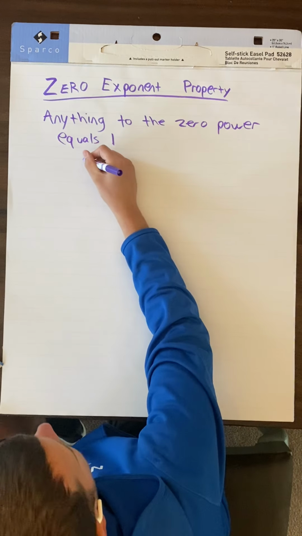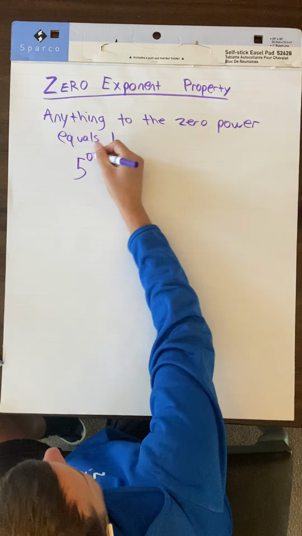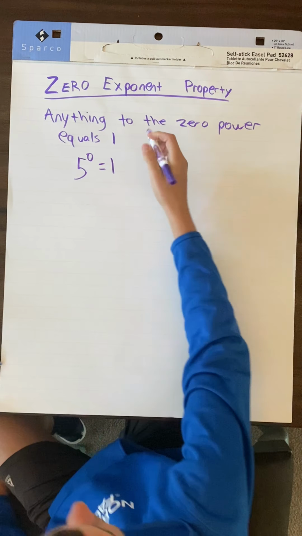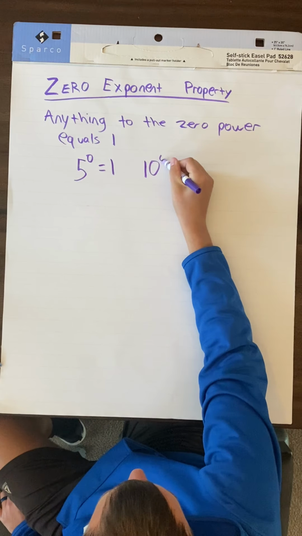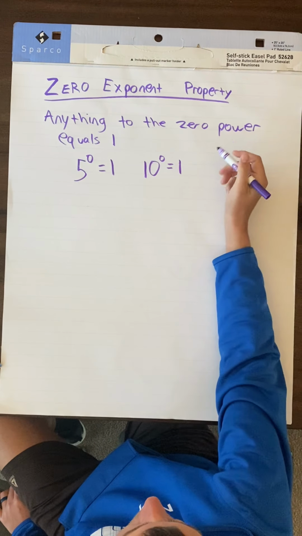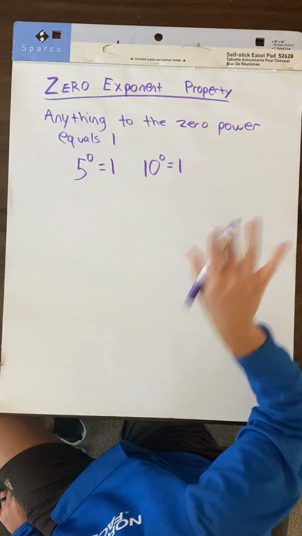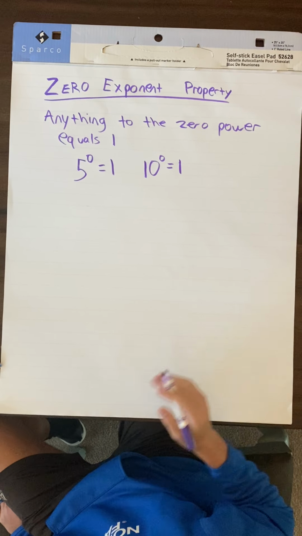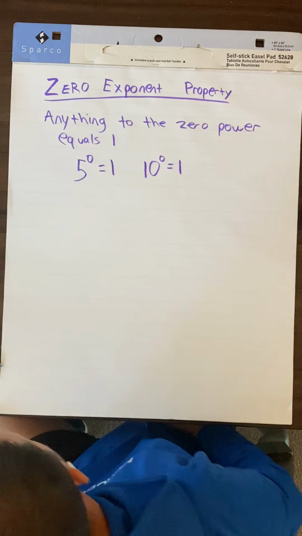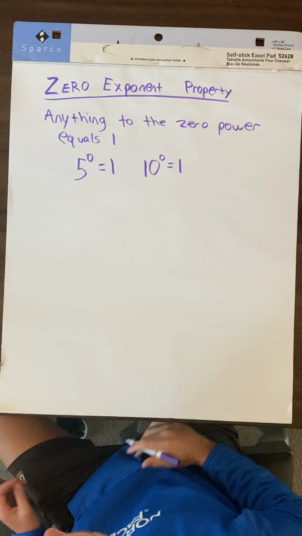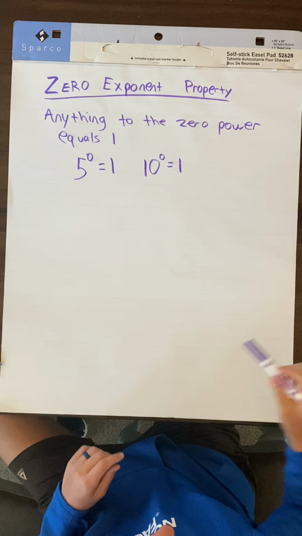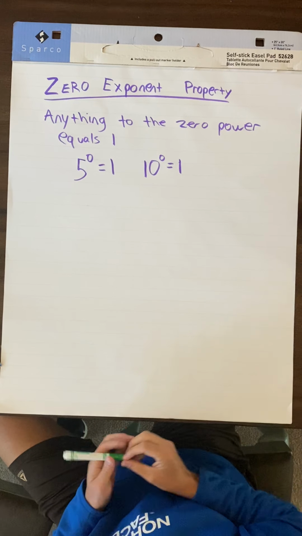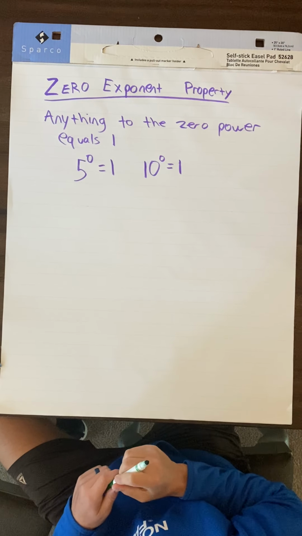For example, 5 to the 0 power equals 1. 10 to the 0 power equals 1. And so forth. Anything to the 0 power equals 1. Next question, this is just another example.